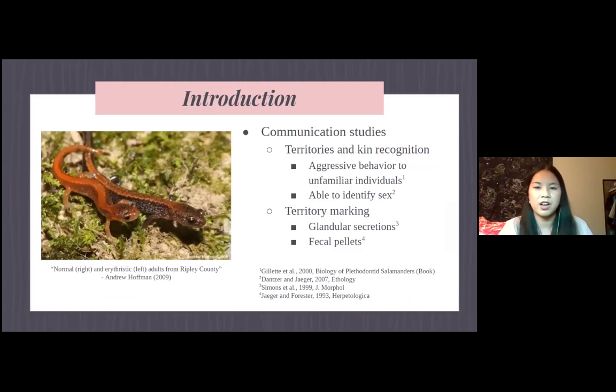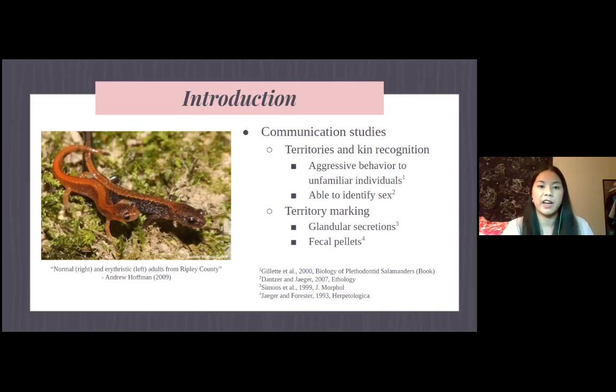So it's been shown a lot that the salamanders do have the potential for conspecific communication with each other. Specifically, a lot of studies have been looking at the territories that these salamanders hold. It's been shown that adults, both males and females, are holding territories for both mate selection as well as food and other resources. And with that, they have been shown to potentially recognize kin, largely because they've been shown to have more aggressive behavior against unfamiliar salamanders.